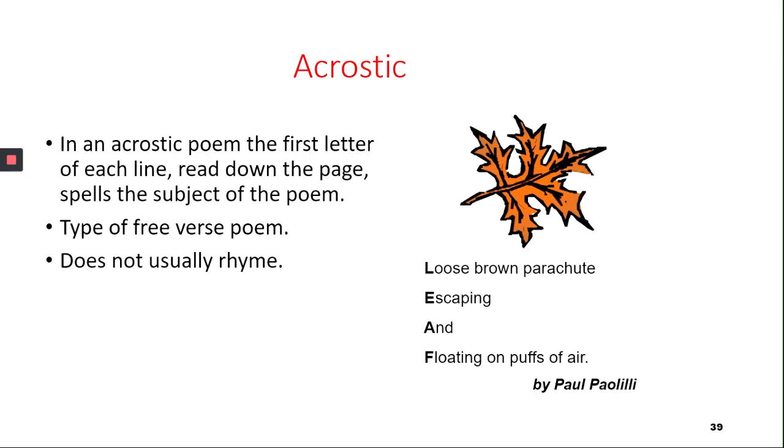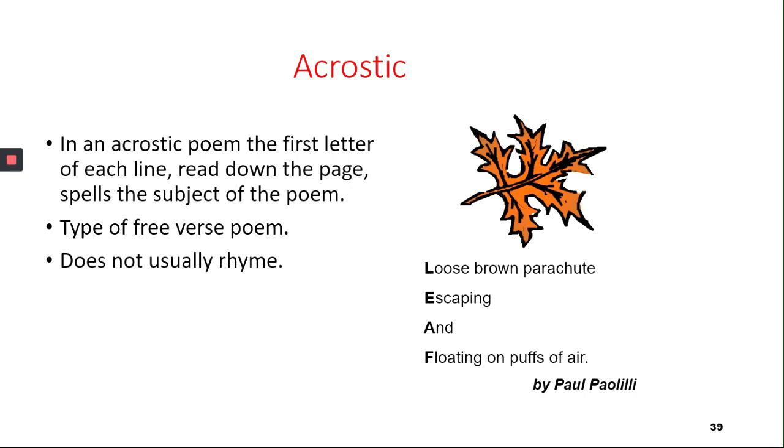In acrostic poem, the first letter of each line read down the page spells the subject of the poem. It is a type of free verse poem, and does not usually rhyme. For example, Leaf: loose brown parachute escaping and floating on puffs of air. So yung sinabi dyan, it reads down the page and it spells the subject of the poem, which is Leaf, L-E-A-F, by Paul Paolilli. So that is acrostic.